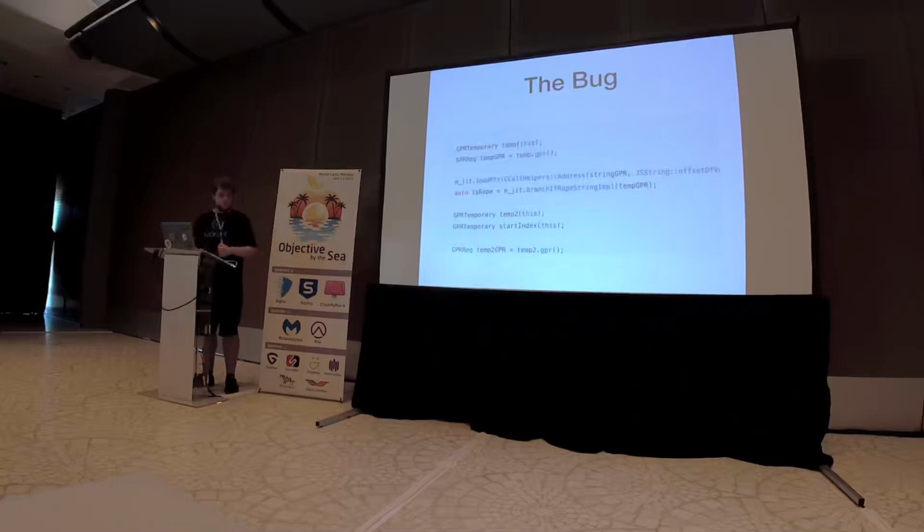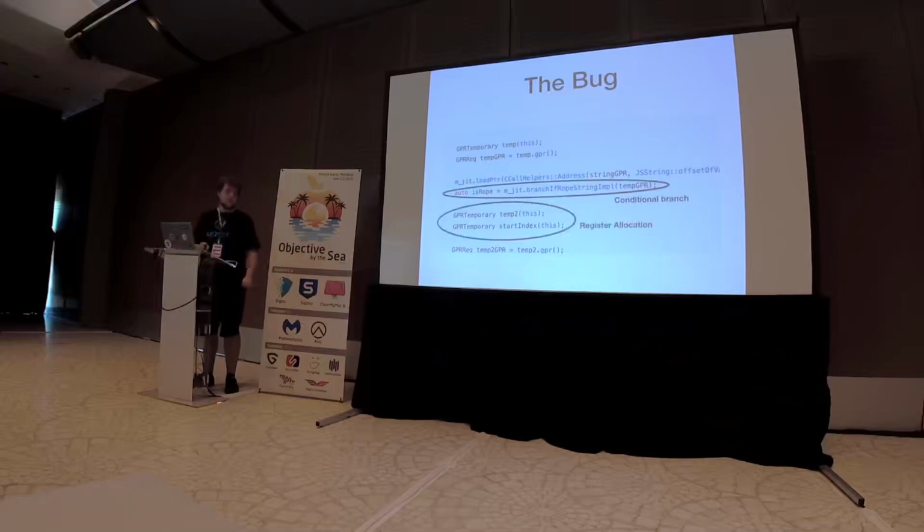And this is what the vulnerable code looks like. This is code in the JIT that will be executed when a function contains a string slice operation, and it will emit the native machine code for that specific operation. One thing to note here is that we have a conditional branch right there, and after that, we have a register allocation.